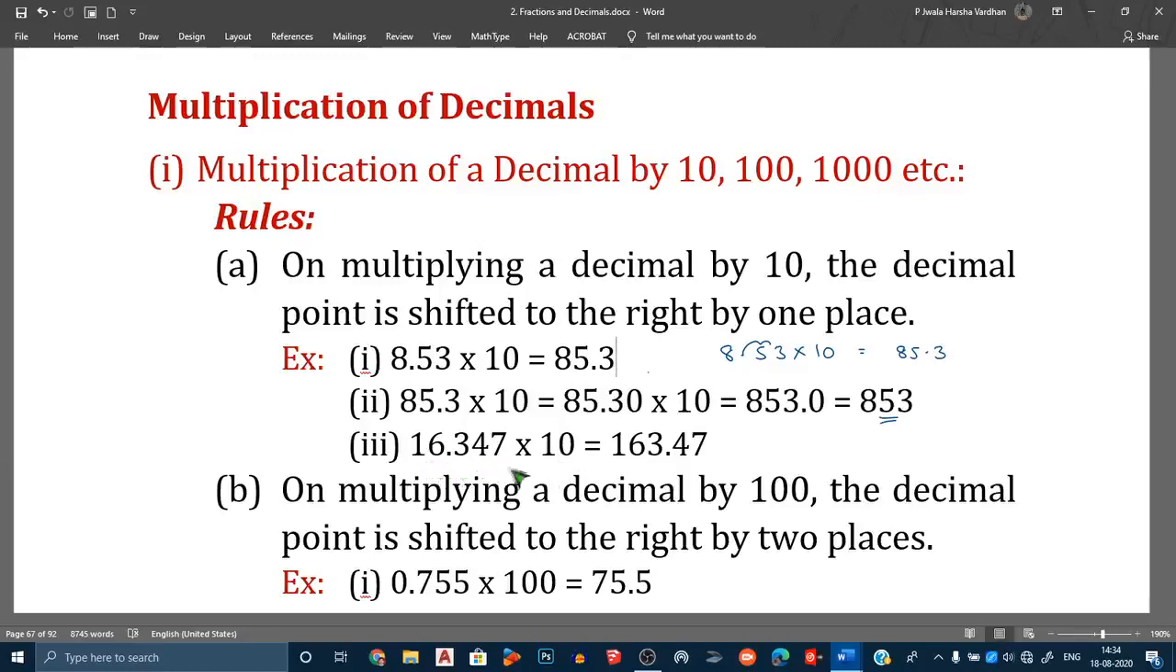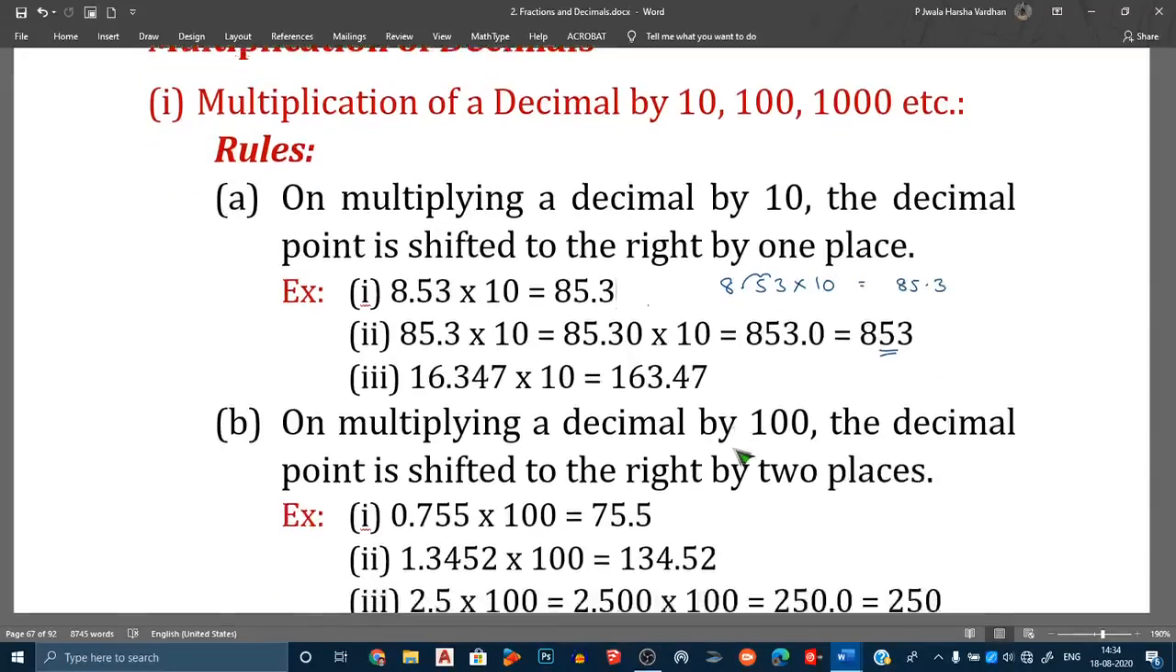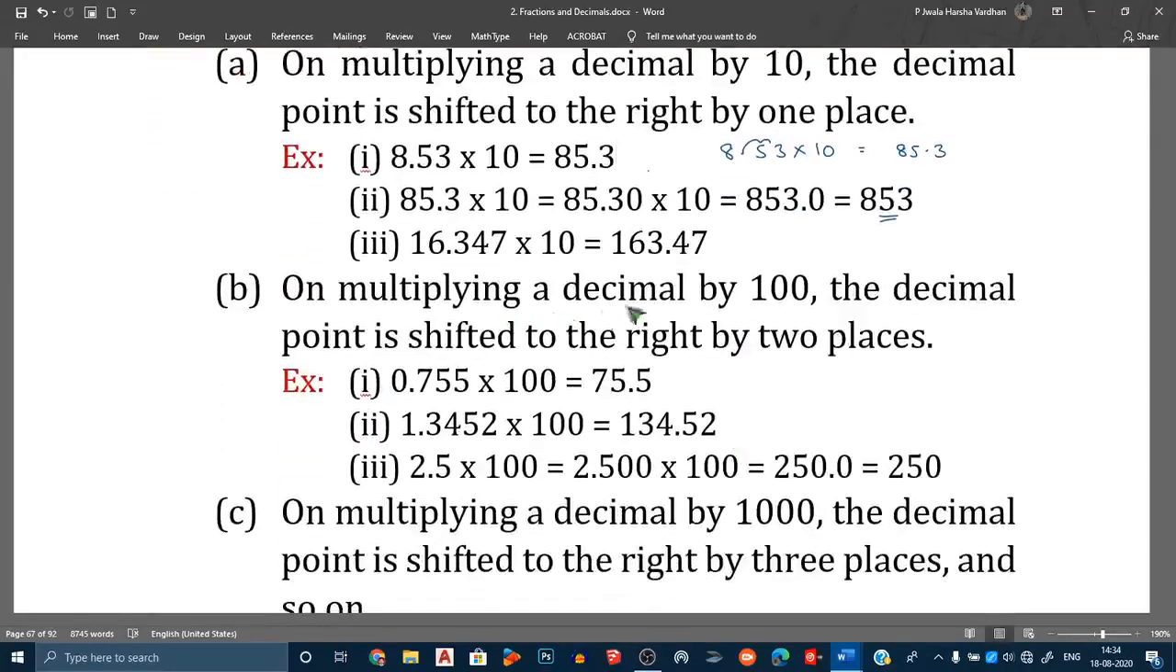Now another one, 16.347 into 10. Here also, after shifting this, you will get 163.47. So this is by multiplying with 10 only. If you take 100, you have to shift 2 digits because it has 2 zeros. You have to shift 2 digits to the right side. On multiplying a decimal by 100, the decimal point is shifted to the right by two places because it has two zeros.